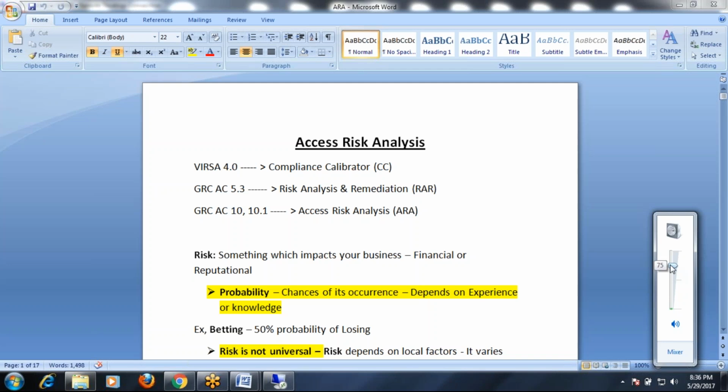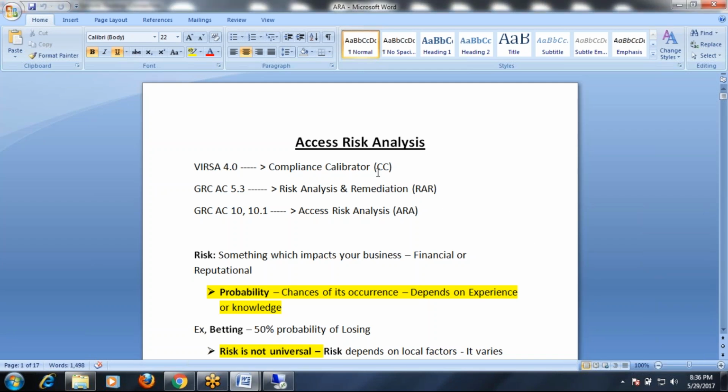So these are the previous names. You even need to remember the previous names of these components, because the interviewer expects you to remember them. This component basically deals with risk.